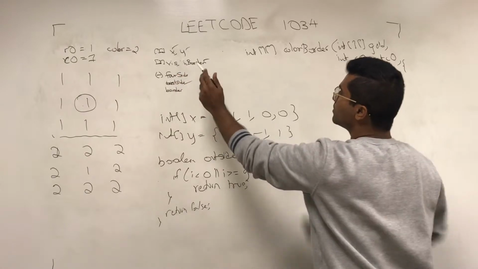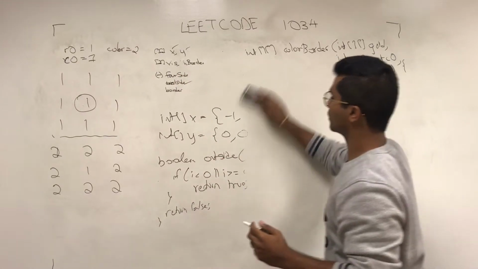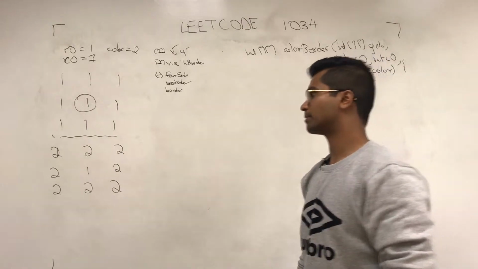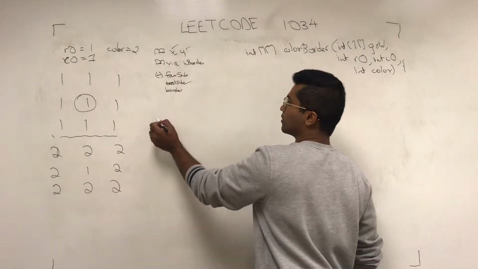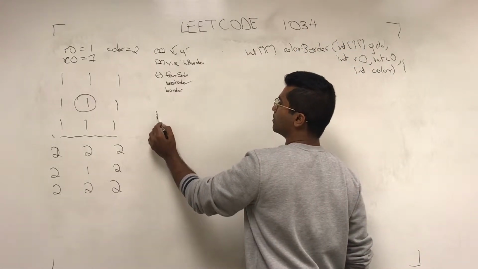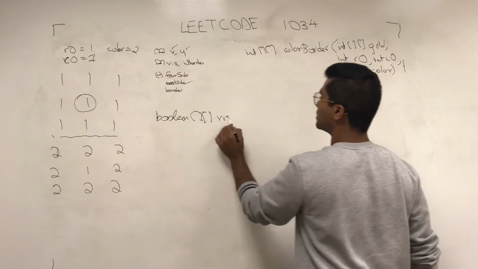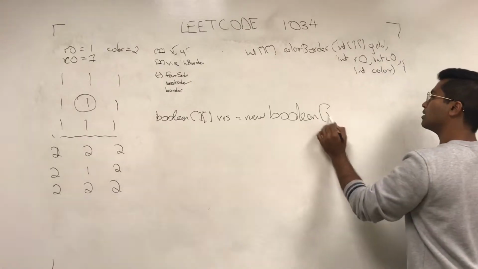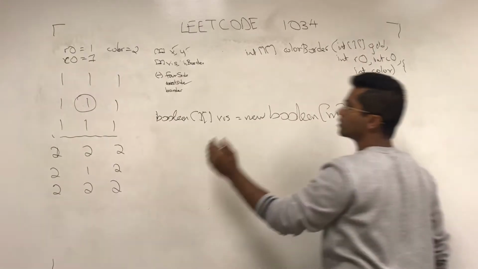Now visited and in border are pretty much going to be the same dimensions as the input grid. The visited 2D array, we all know how it works. And it's just to keep track if we've stepped into it. So I'm just going to write it out. Boolean vis is new Boolean m and n, assuming m and n are the dimensions of grid.